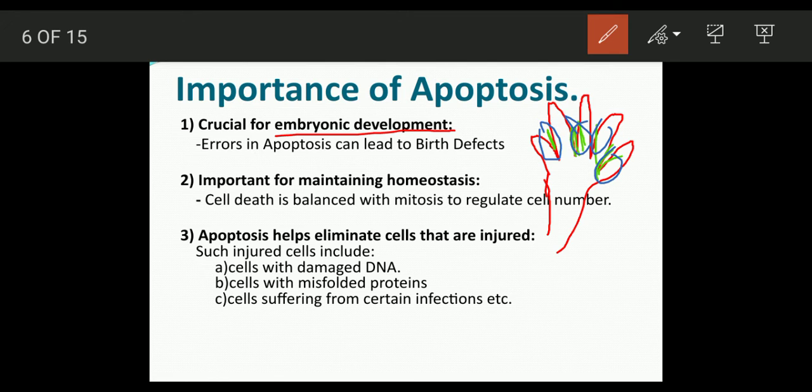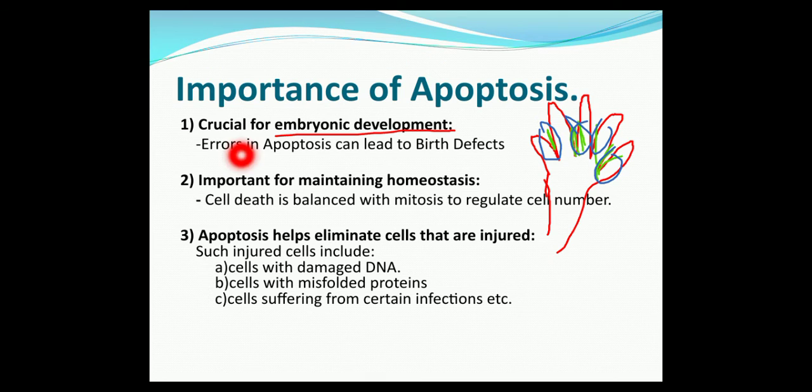Guys, there are lots more functions of apoptosis actually. Now let's see another one. It is important for maintaining homeostasis of the body. Homeostasis means internal balance of the body, balancing of the internal environment, meaning the living system and the death system, as we have already discussed. Cell death is balanced with mitosis to regulate cell number. As cells die, other cells need to divide to compensate, to regulate homeostasis simply. General idea.